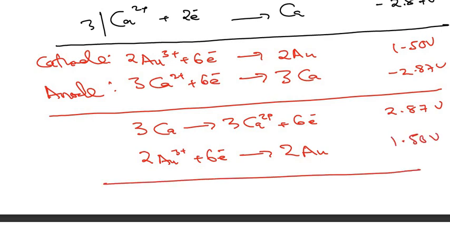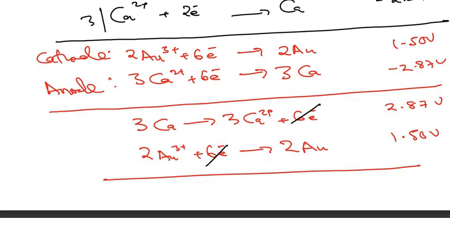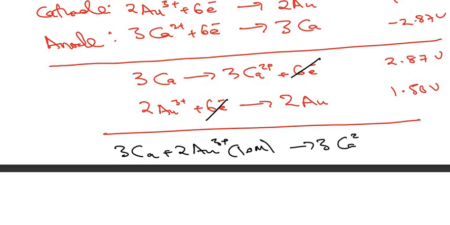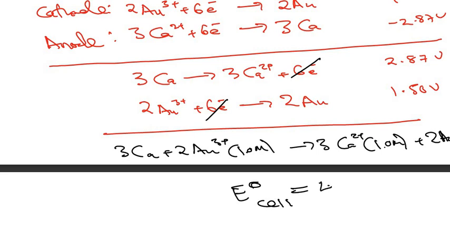Now we are able to cancel through the electrons because they're the same. This is just to help us get the balanced equation. So this is how they got that equation that you have. The concentration is 1 molar because it's aqueous, plus 2 Au. The E cell, we need to get it, so we're adding these two. That's 2.87 plus 1.50, so I'm getting 4.37.